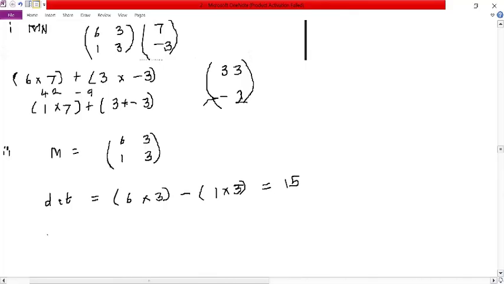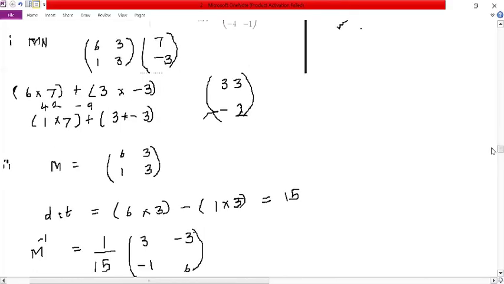Now to write the inverse of M, we say 1 over determinant, so it's 1 over 15. Then in the bracket, we have to swap 6 and 3, so it's 3 and 6. Then we introduce negative on 1 and 3. So this is the inverse of M.